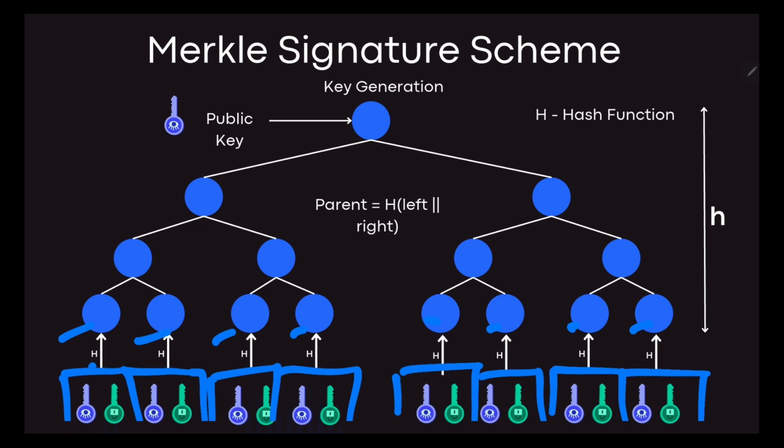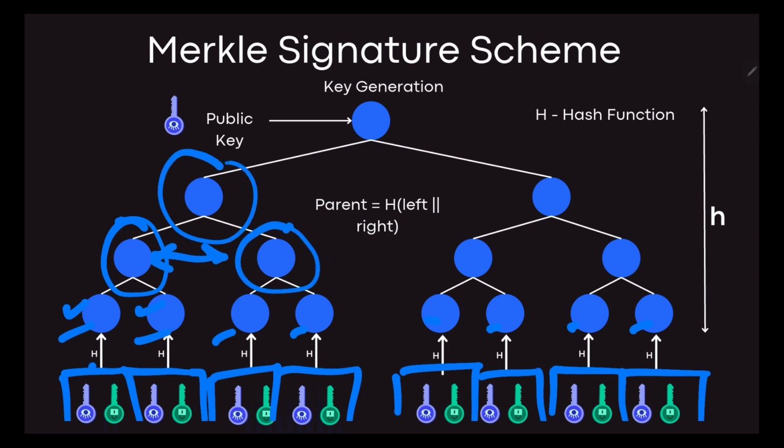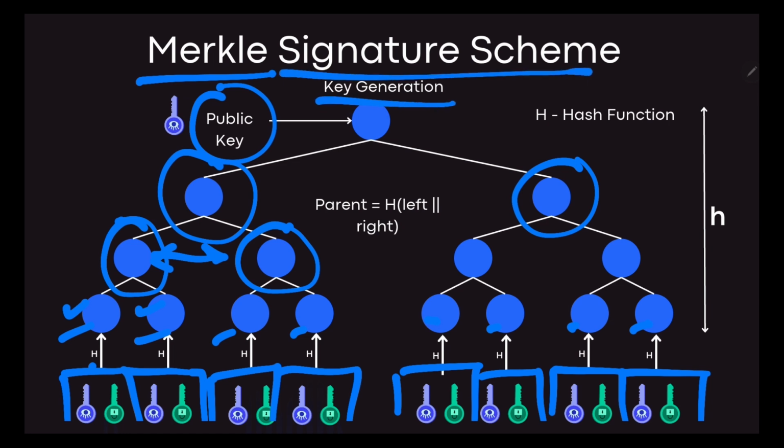Now if we want to combine these hashes, how do we do that? Two leaf nodes combine and give us this node. Similarly, this node will combine with this node and give us this, and after this we get the whole public key as the answer. By this method the key generation for the Merkle scheme takes place.